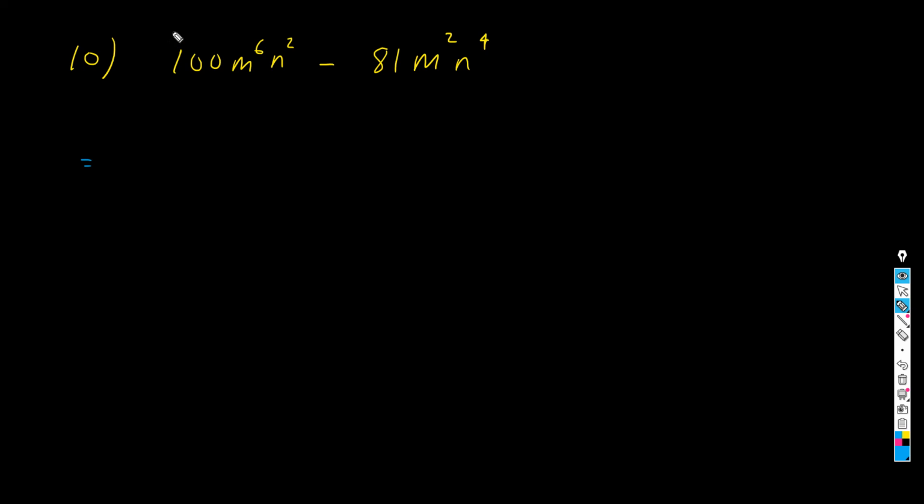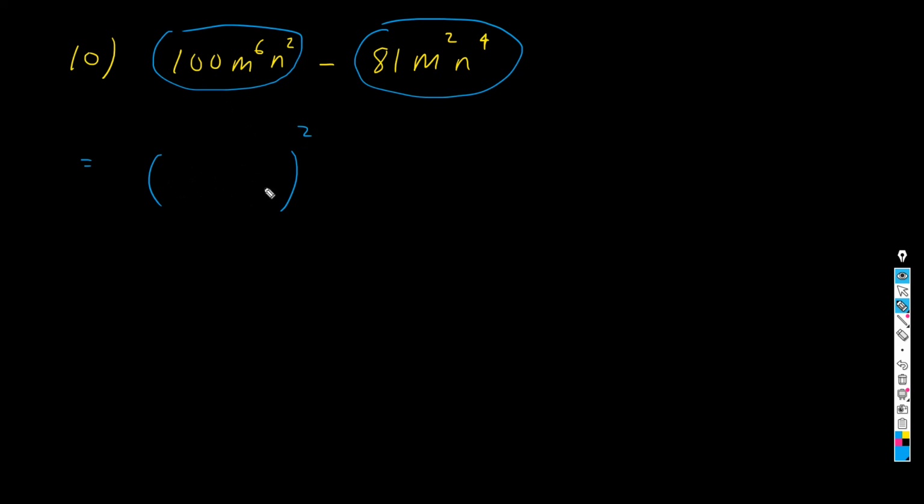I try to re-express this number and this number as the square of some terms. So I'm going to assume that all of this is the square of some number, then minus, and I'm going to assume that all of this is the square of some number. Now let's find these two numbers. Take the square root of the coefficient. That's going to be 10 in this case, because 10 times 10 is equal to 100.